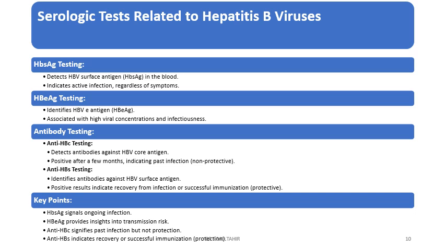Anti-HBs testing identifies antibodies against HBV surface antigen. Positive results indicate recovery from infection or successful immunization, protective. Key points. HBsAg signals ongoing infection. HBeAg provides insights into transmission risk. Anti-HBc signifies past infection but not protection. Anti-HBs indicates recovery or successful immunization, protection.